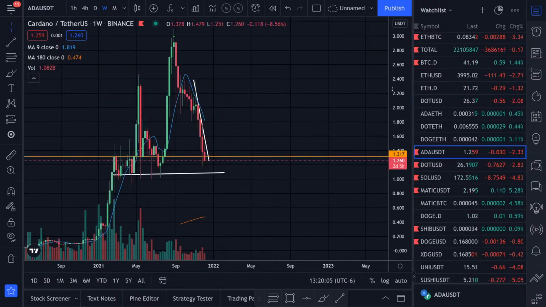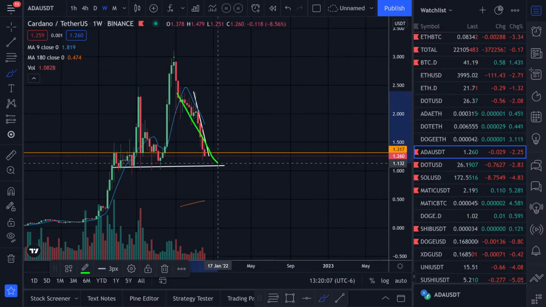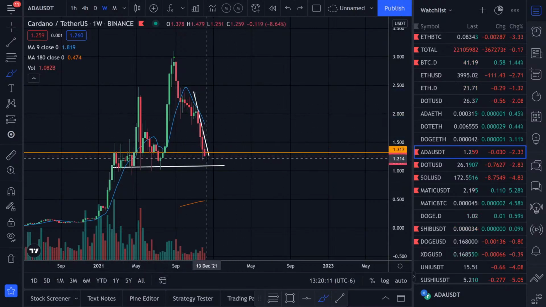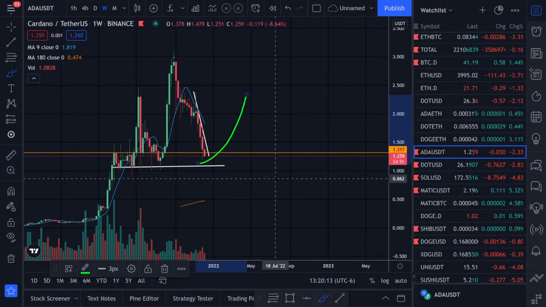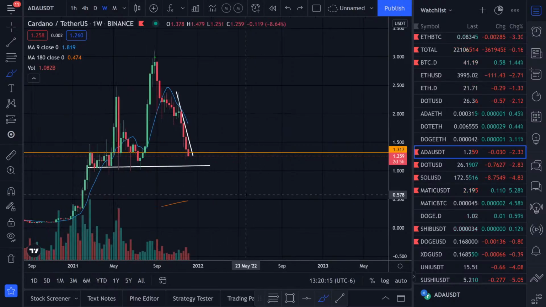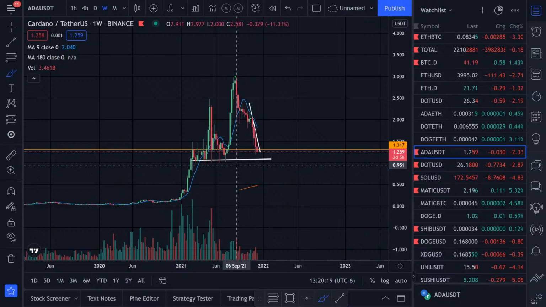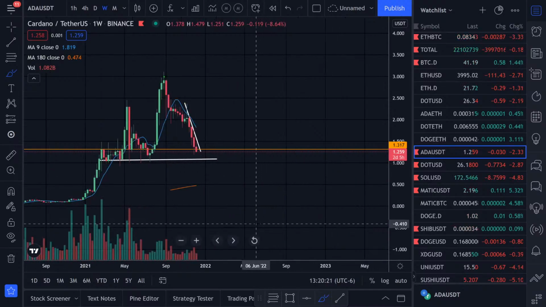ADA's been getting pushed down really hardcore. This might be one to look at. This one might need a correction going to the upside, just because it's going down so low. That's my opinion, I don't know. Let's see what else we got.